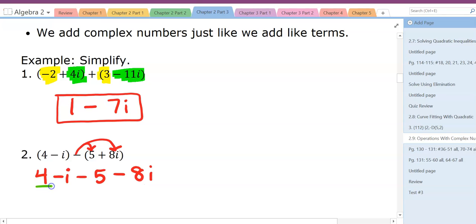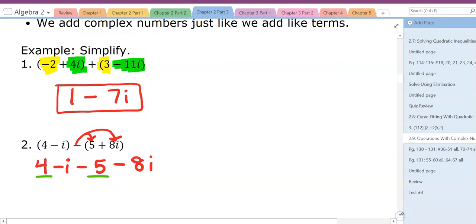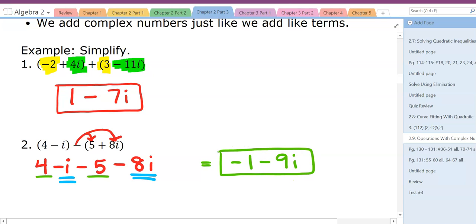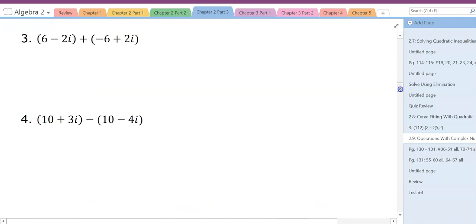So we've got 4 and negative 5. Those are alike each other. So 4 minus 5 is going to be negative 1. And then you've got your negative i and your negative 8i. So what would be negative 1 minus 8? Negative 9. And then i. Just think of those i's right now as like an x. Okay? They're just acting like any other letter would act. I want you guys to do 3 and 4.